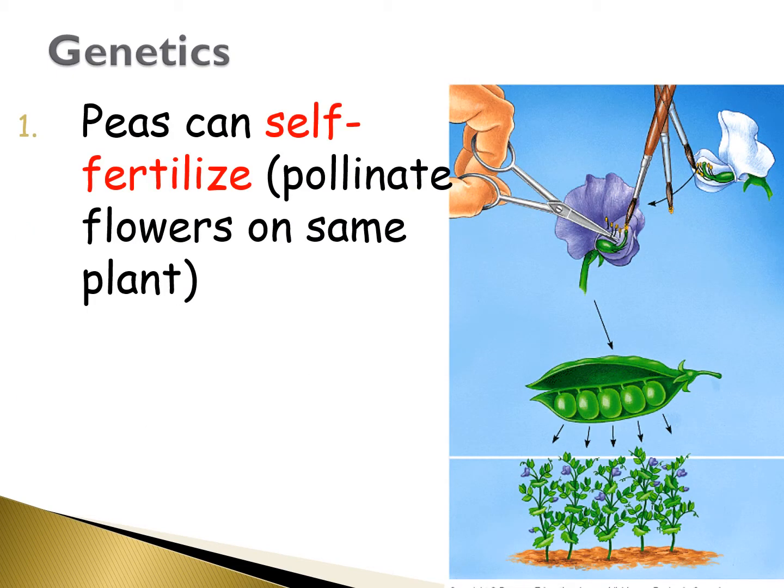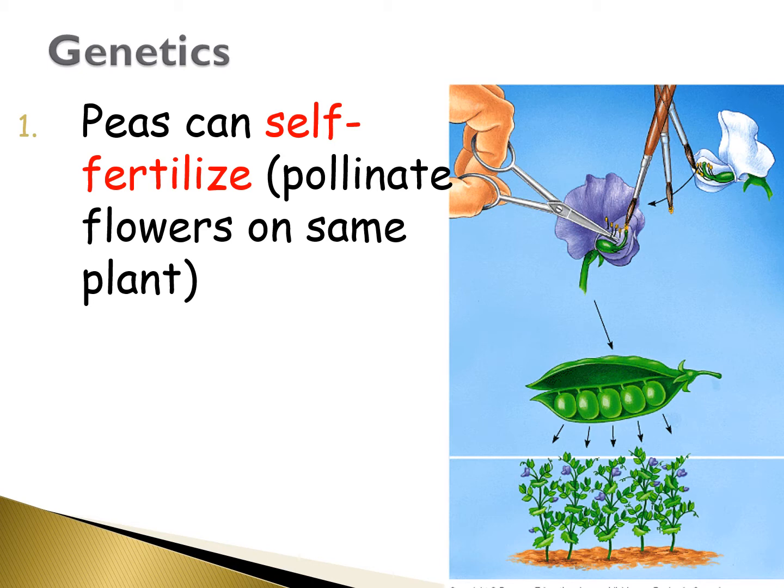So in genetics, peas have the ability to self-fertilize. Now, a lot of flowers cannot self-fertilize. First of all, don't get fertilize and pollinate mixed up, even though I know it says this on the slide. Pollination is just pollen moving from one place to the next. Fertilization is egg and sperm coming together.